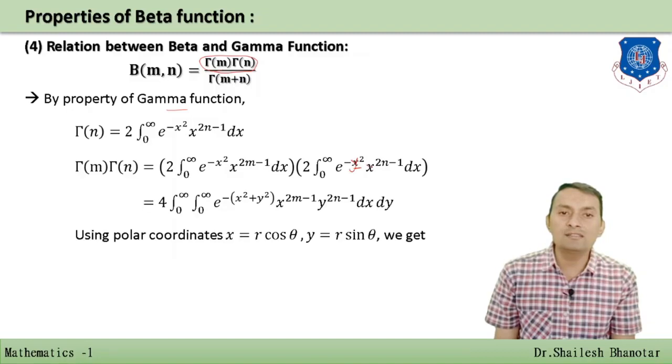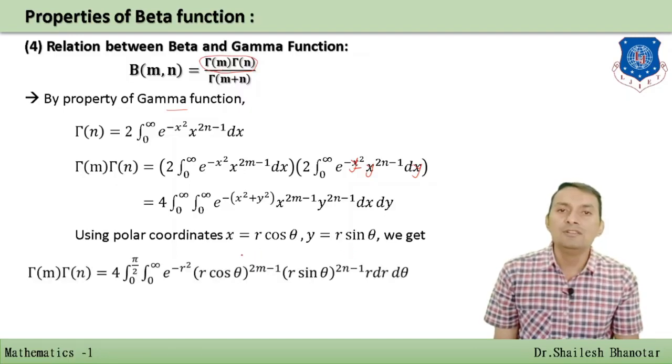So e raised to minus into x square plus y square into x raised to 2m minus 1 into y raised to 2n minus 1 dx dy. But when we assume the polar coordinates, that is x is equal to r cos theta, y is equal to r sin theta, what we are going to get is that the region is contained in the first quadrant.